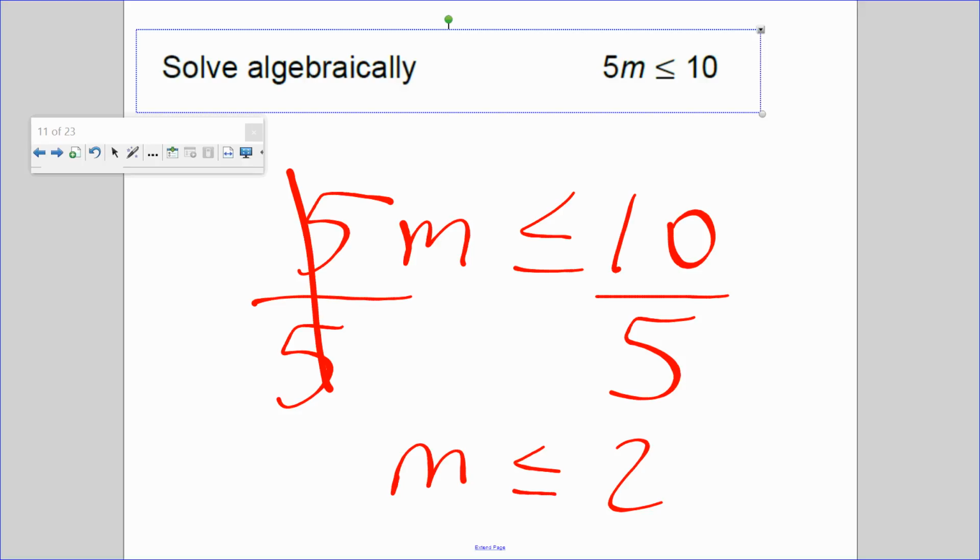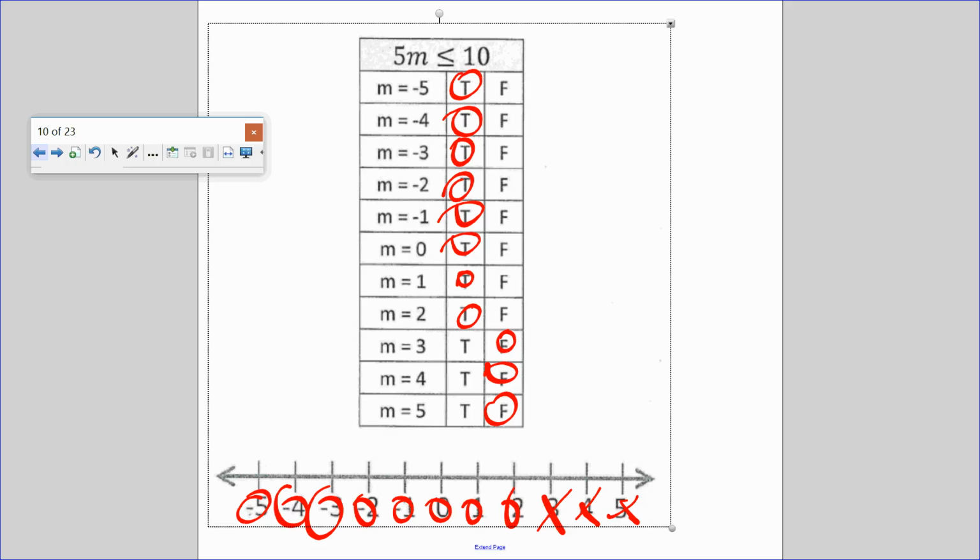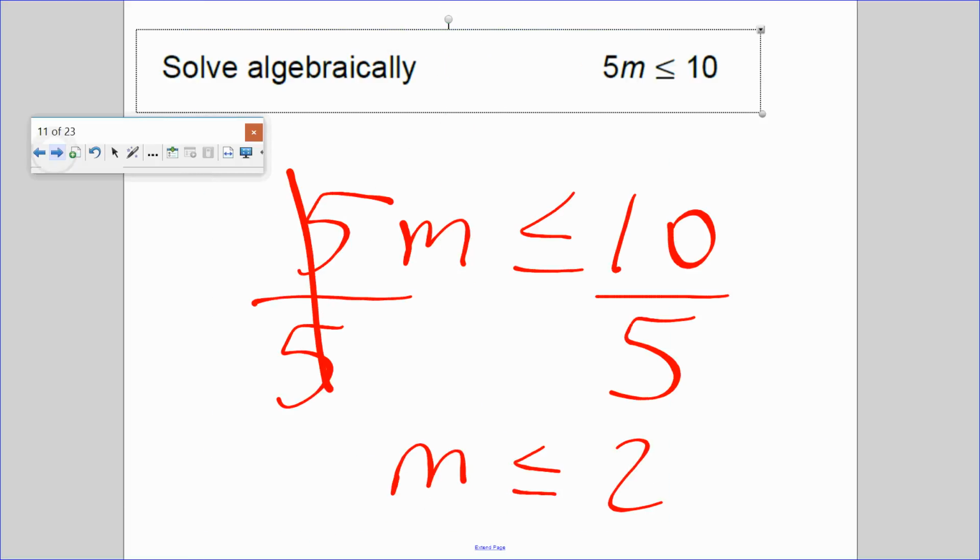Let's go back to our graph and see if this is so. Are all these less than 2 and equal to 2? Yes, it is. So it's equal to, so we draw a closed dot. Less than 2, least to greatest, all these. And that is our graph. So let's practice some now.